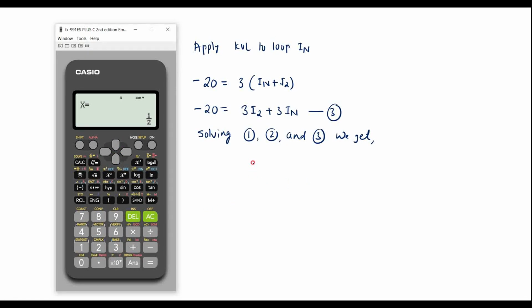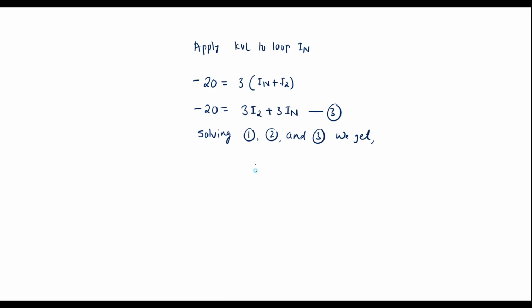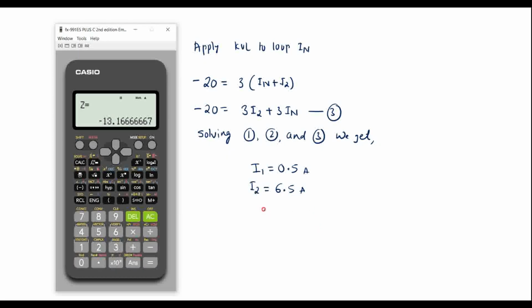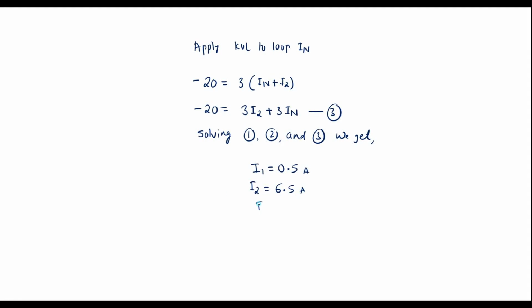So let me write I1 is equal to 0.5, I2 is 13 by 2, that is 6.5 amps, and IN is minus 13.1667. IN is minus 13.166 amp.